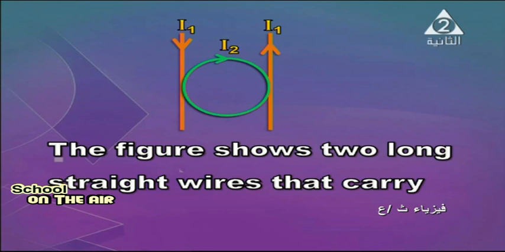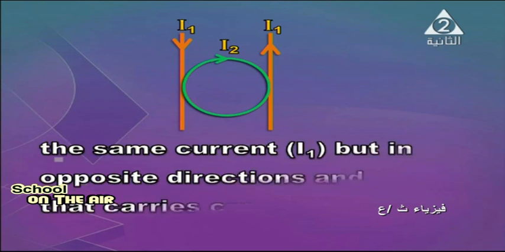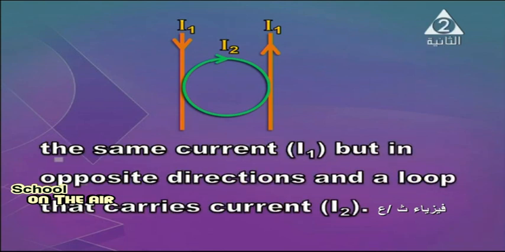The figure shows two long straight wires that carry the same current intensity, denoted by I1, but in opposite directions. And this means that the field produced by these two wires somewhere inside the two wires has the same direction. The two fields have the same direction, and it must be opposite to that of the loop so as to cancel each other.